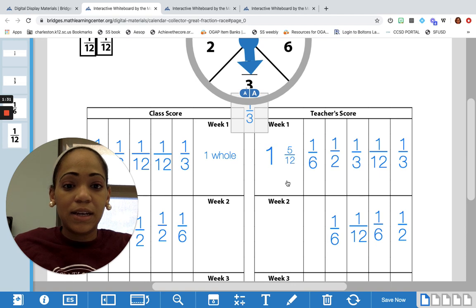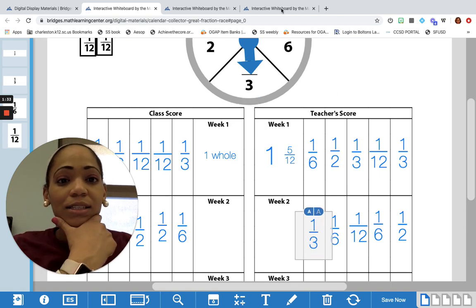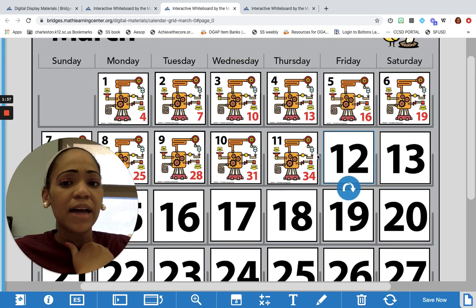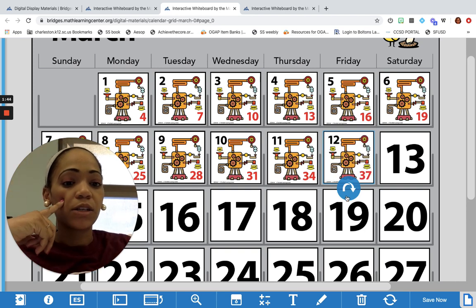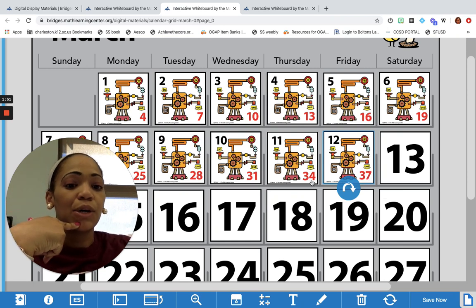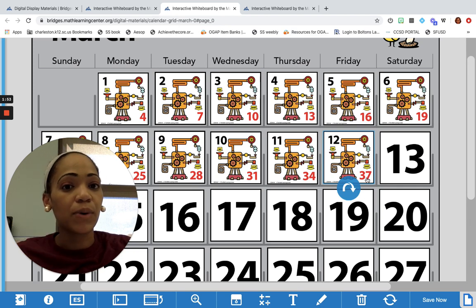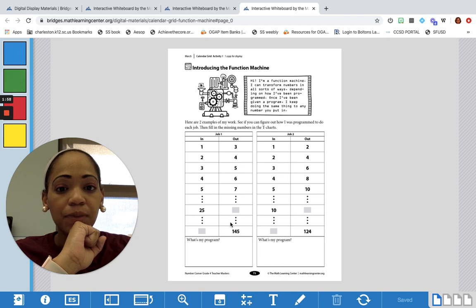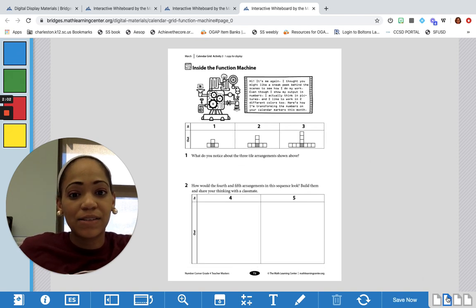All right. Now that that is done, let's see what today's calendar marker looks like. We know that it's counted by 1s here, but it's going by 3s here, but it starts at 4. So here's today's calendar marker. It's the 12th, and out comes 37, which does follow 3 more than the day before. Now here is the deal. So we remember we looked at our function machines before, so that's fine.